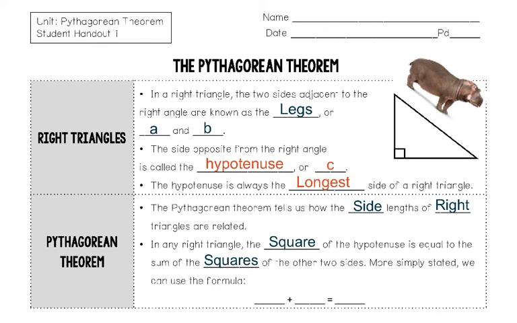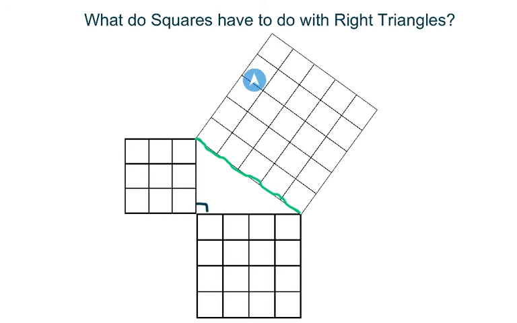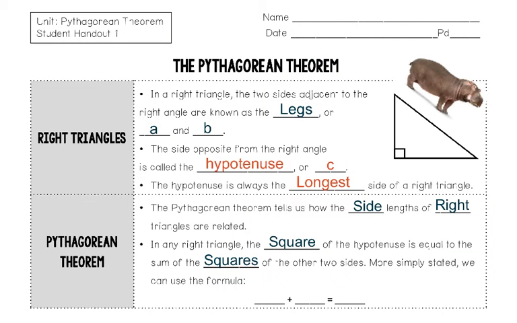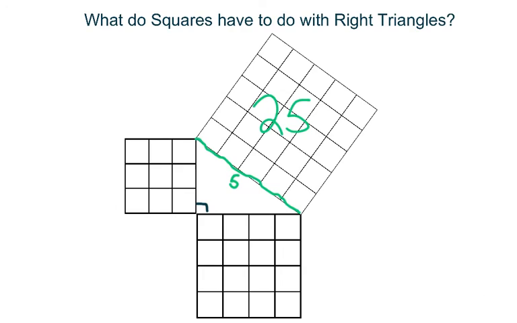Now what we just wrote was, in any right triangle, the square of the hypotenuse, that's this square here, since it has a side length of 5 square units, I know in total there are 25 square units here. And that hypotenuse square is equal to the sum of the squares of the other two sides. Sum means add. So I'm going to add up these other two squares and I should get 25.